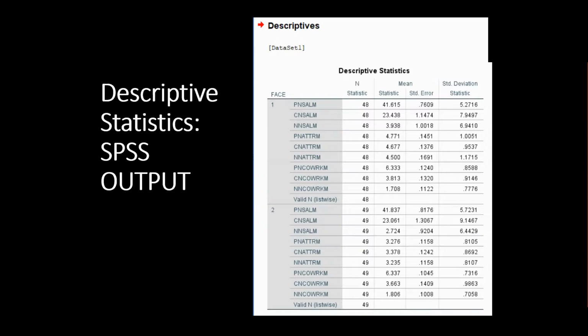How about here? You've got 2 columns under mean. One says statistic and one says standard error. So I'll just tell you guys, this one is the mean, the actual mean, and this one is the standard error of them. And that would be your SE, if you were reporting your SE. And then this one's your standard deviation.